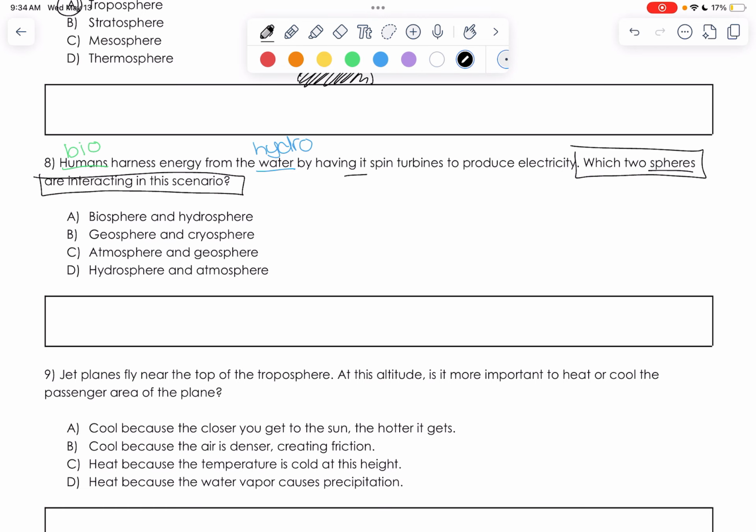That again is pointing back to the biosphere. So this one is definitely A. It doesn't say anything about the earth or ice or the air. So B, C, and D have to be wrong.